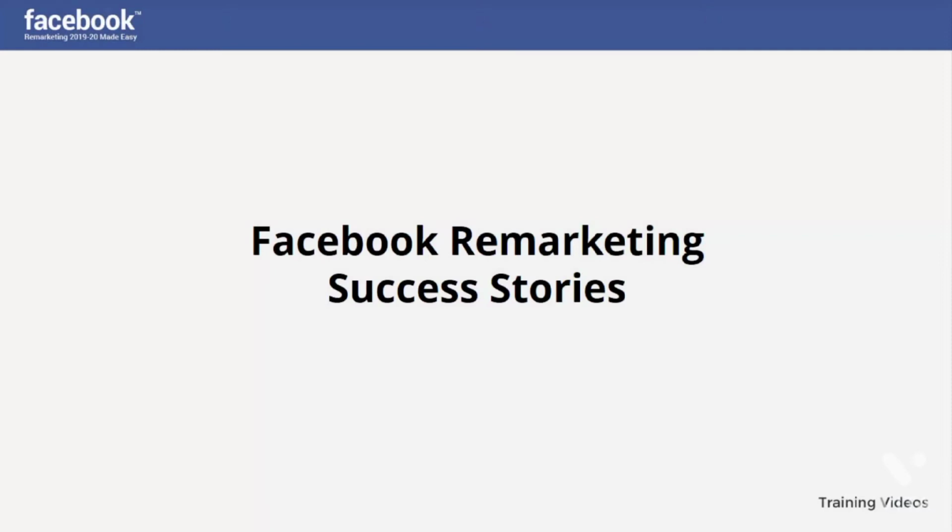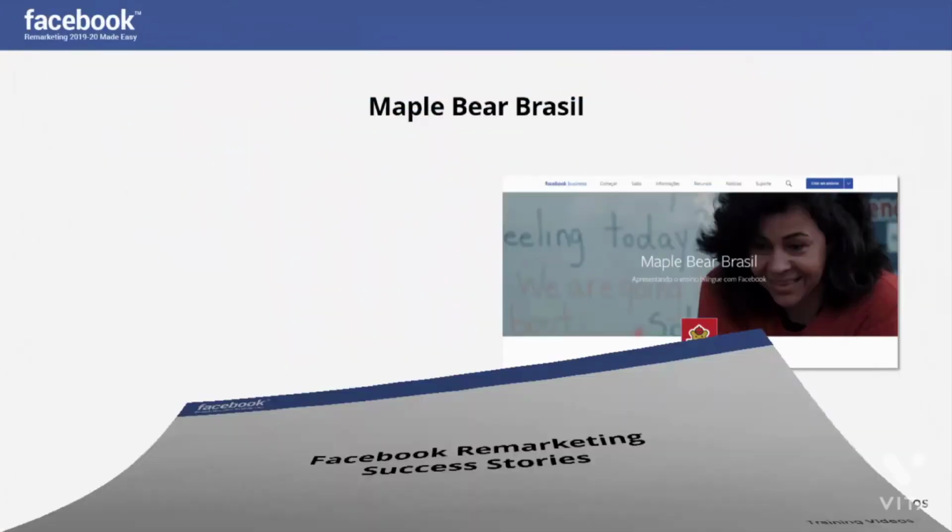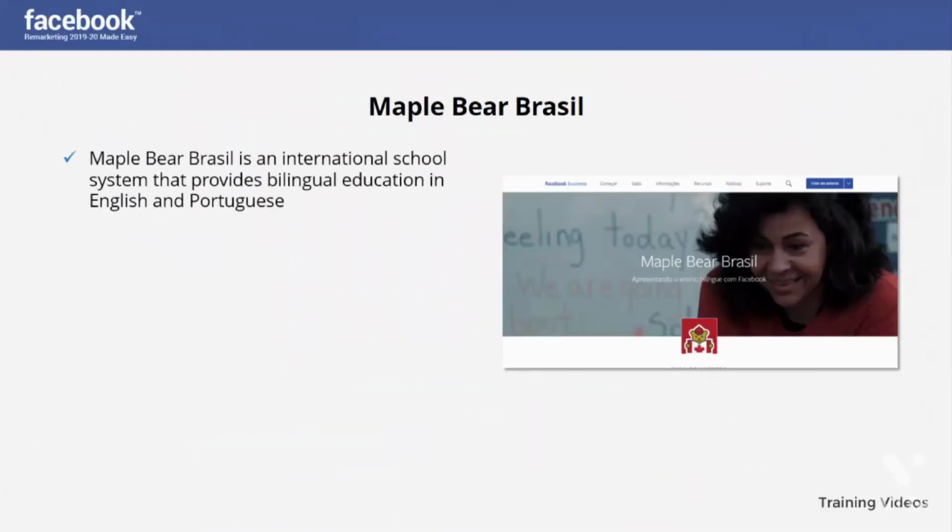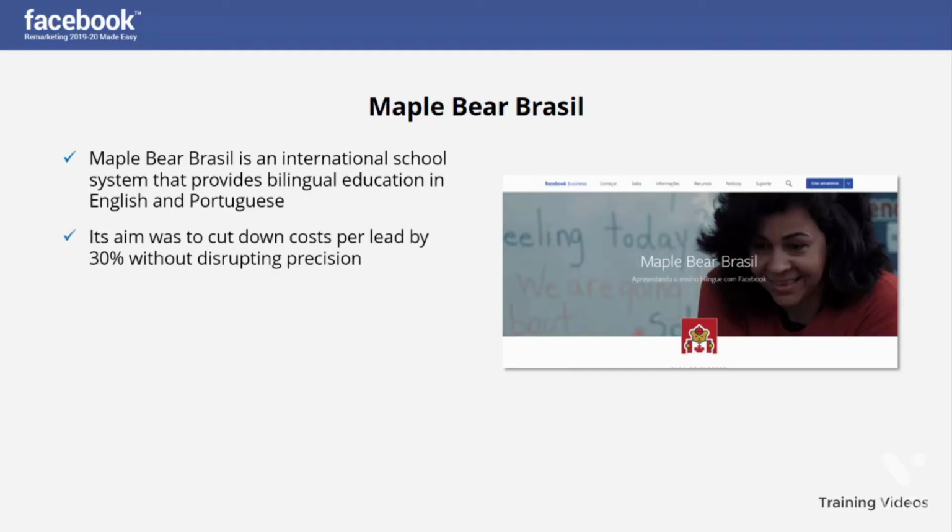Facebook remarketing success stories. Maple Bear Brazil. Maple Bear Brazil is an international school system that provides bilingual education in English and Portuguese. Its aim was to cut down costs per lead by 30% without disrupting precision.